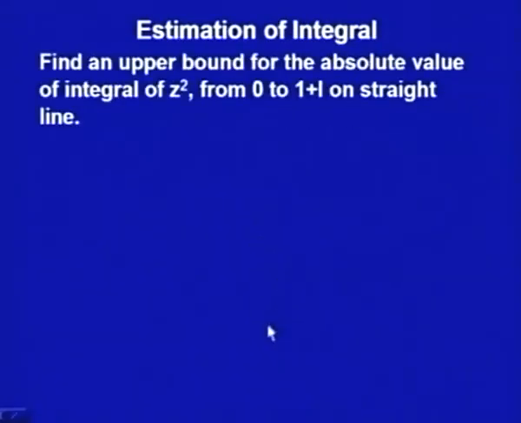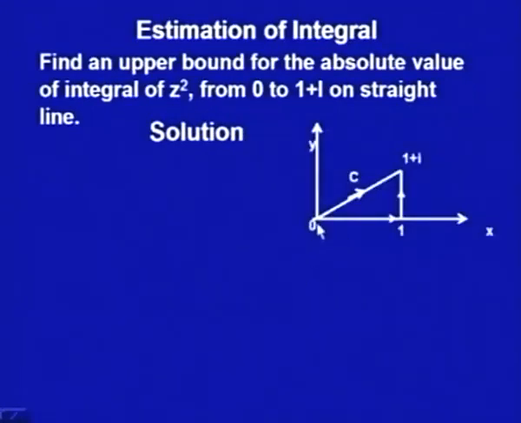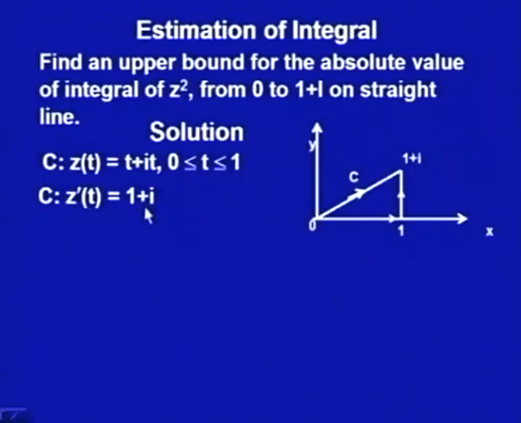So find the upper bound for the absolute value of the integral of z square from 0 to 1 plus i on the straight line. This is a straight line 0 to 1 plus i. On this I want the integral of z square and its absolute value. So I will take this contour as the straight line 0 to 1 plus i. So this would be t plus i t, because this line is y equal to x. So I would have t plus i t for t ranging between 0 and 1. z dash t would be 1 plus i.